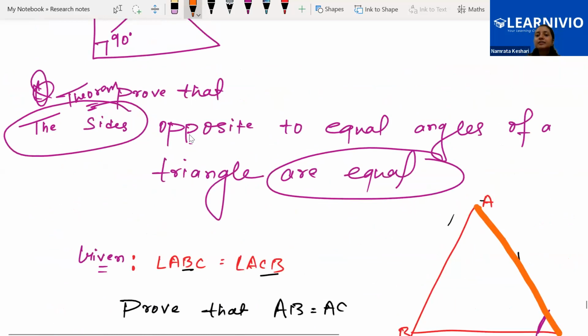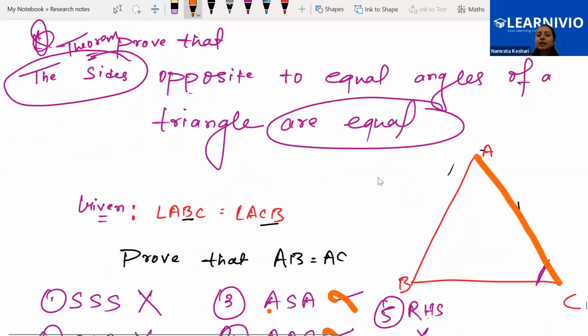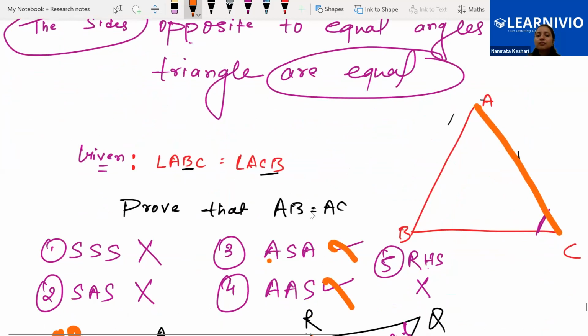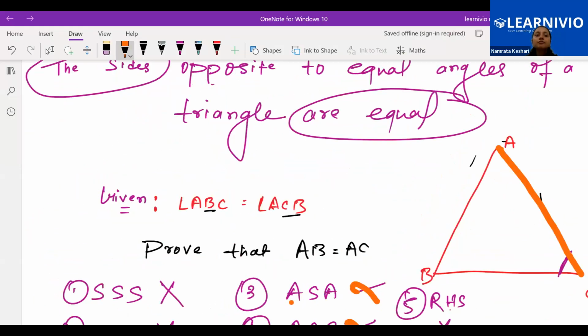So here, the sides opposite to equal angles of a triangle are equal. Here we were proving that sides are equal. Why did I start explaining this concept? I was telling you that if we do the construction here also, just like the previous question, we will drop a bisector of angle A. Is it fulfilling any of the criteria? We have only 5 criteria in hand. From those 5 criteria, are we able to match any criteria?